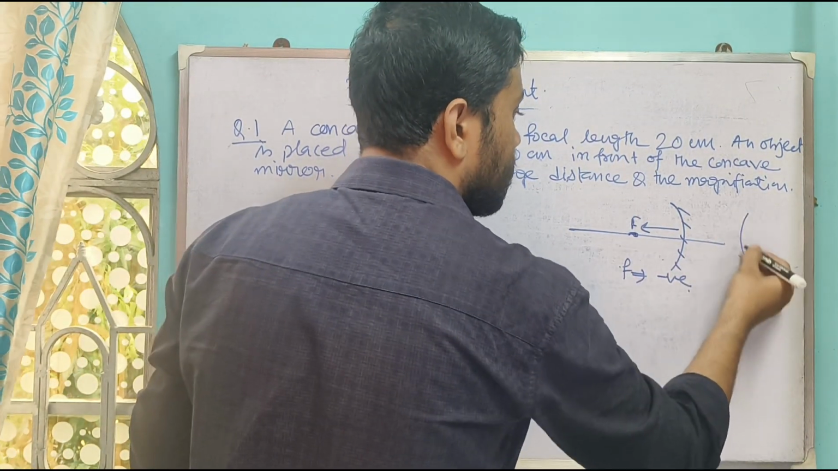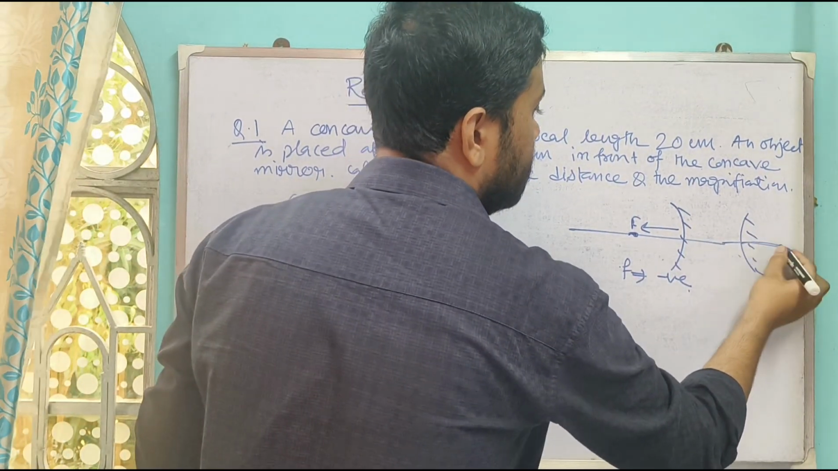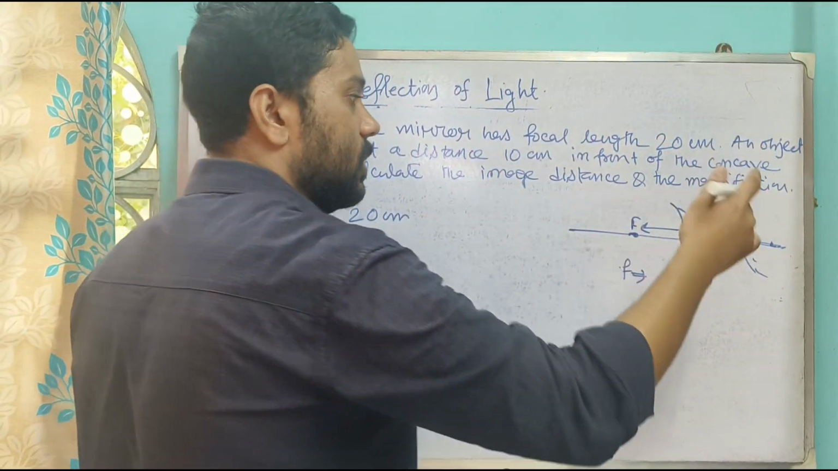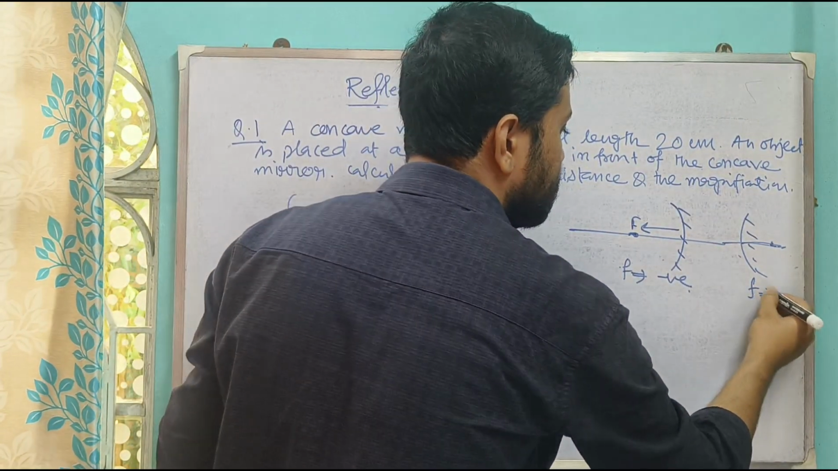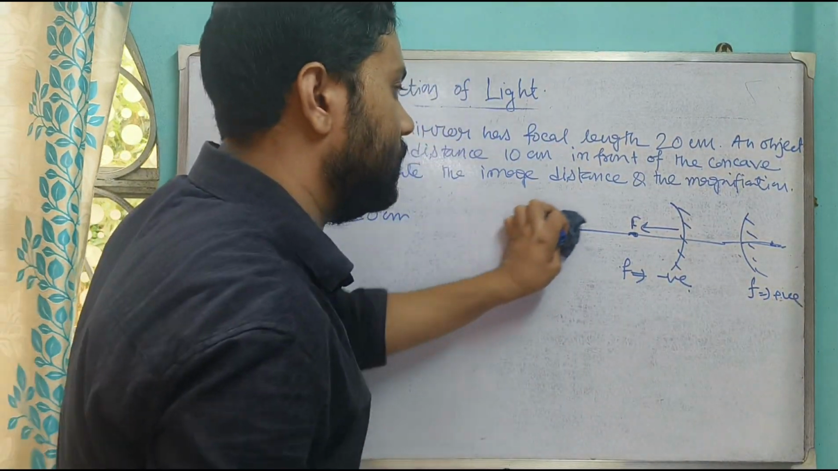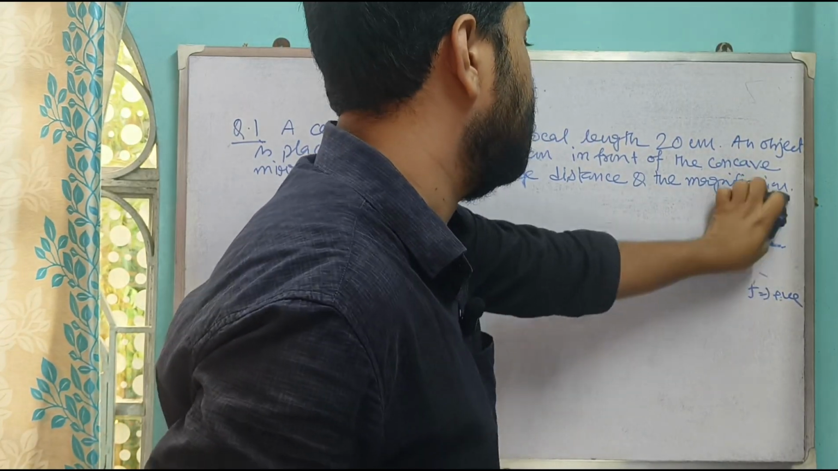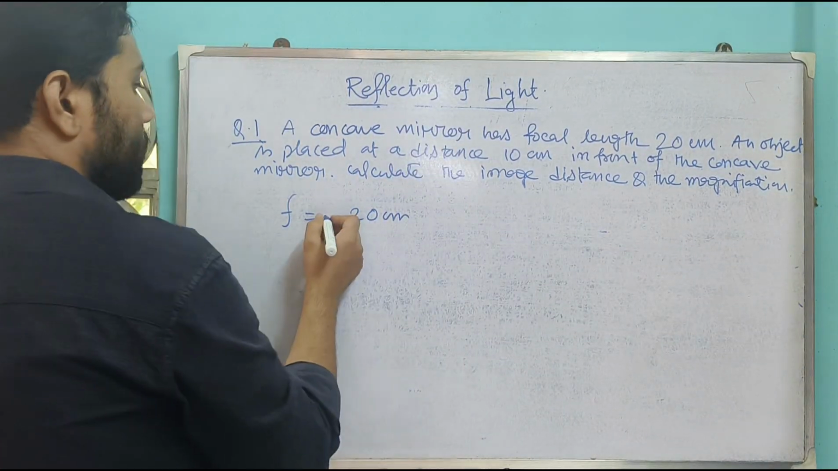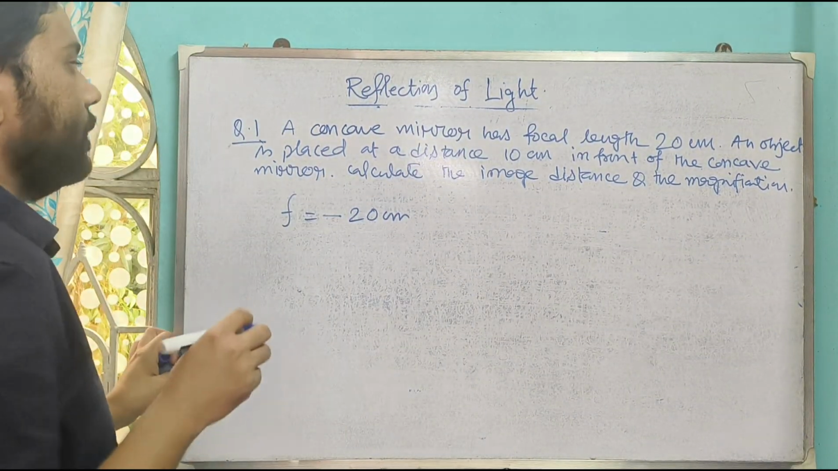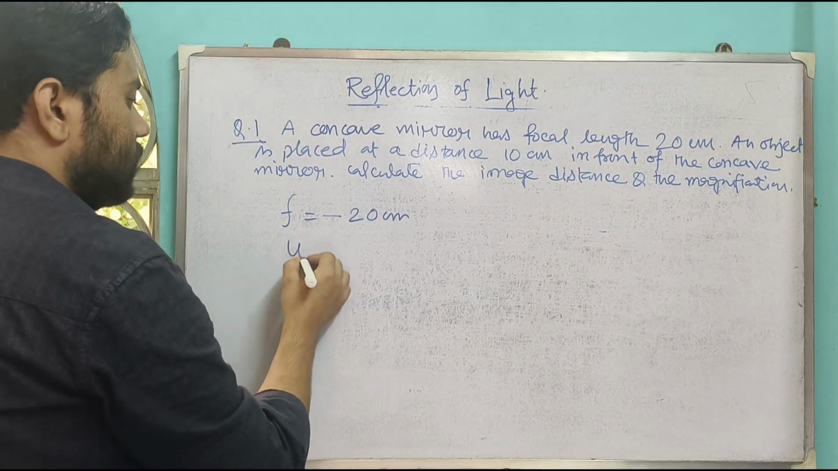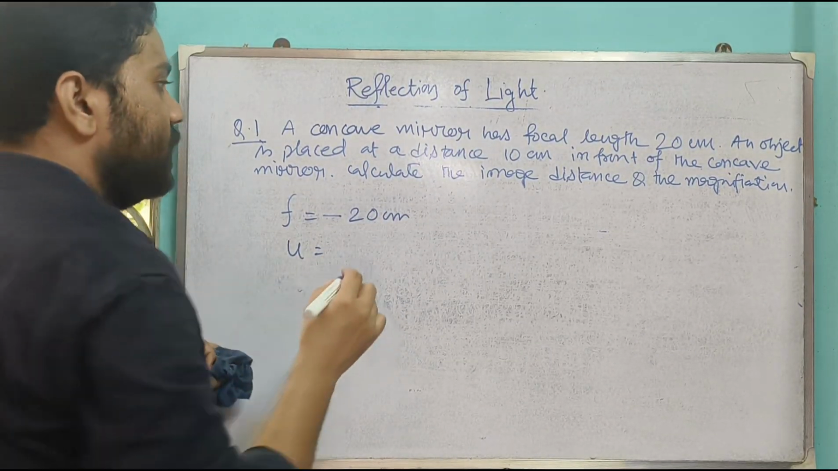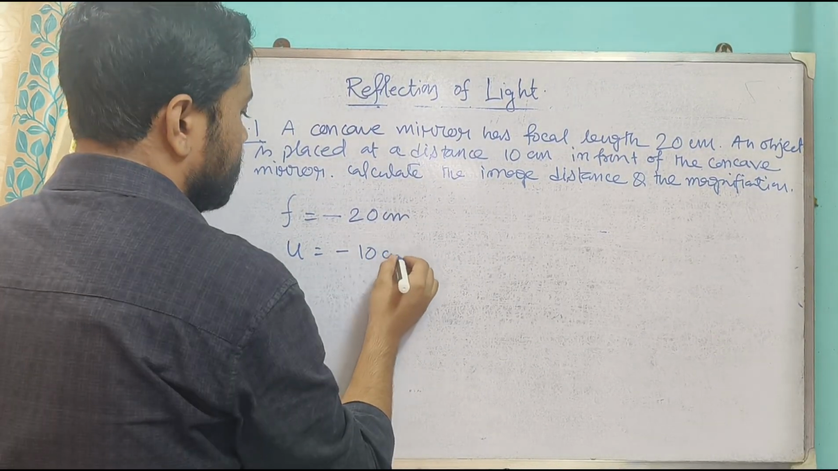For concave it is negative; for convex it is along the direction of light, so for convex the focal length is positive, remember it. So we have to write the focal length with the proper sign, that is minus. And the object distance is always negative, so we'll write minus 10 centimeter.